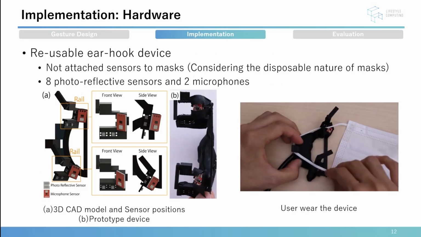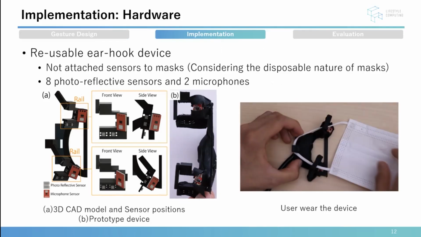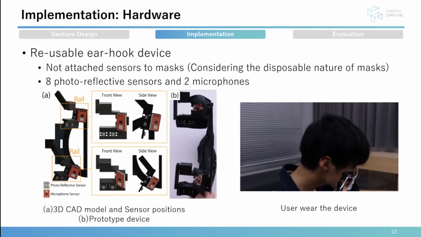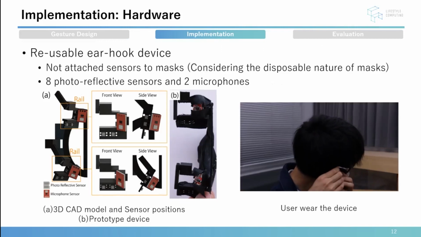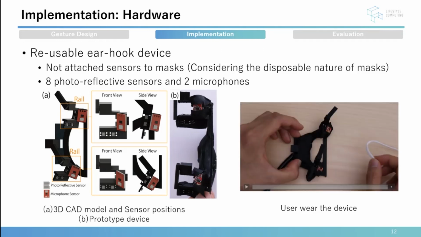Next, I introduce the system for identifying gestures. We took the approach of detecting the movement of the mask string from a reusable ear hook device. Many previous studies have attached the sensor to the mask itself, but masks are frequently used and discarded, so it is time-consuming for users to attach sensors every time. By making an ear hook device, the time and effort for users are eliminated. This device contains 8 photoreflective sensors and 2 microphones. The user wears the device and mask by attaching them at the same time.